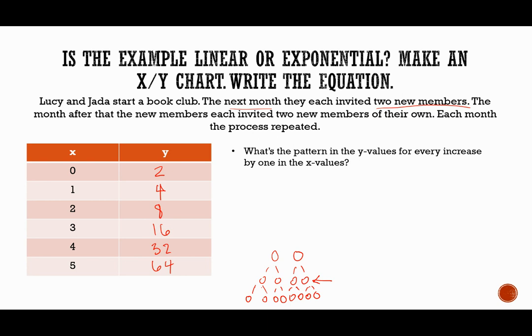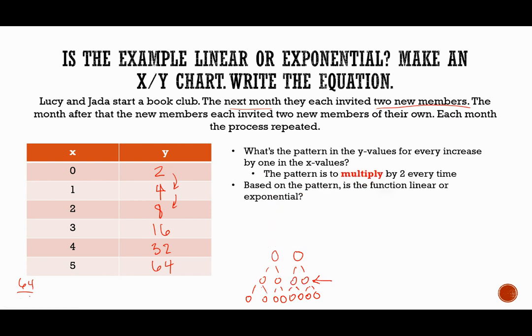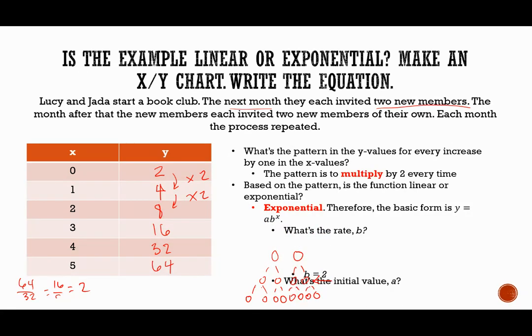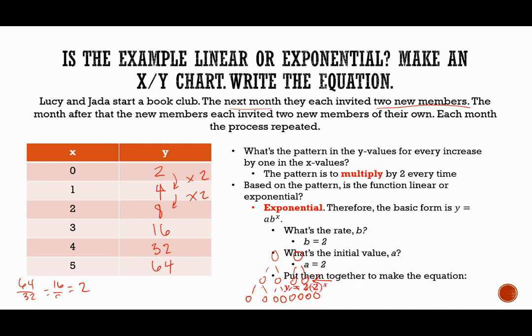All right, so what is my pattern in the y values? Is there a common ratio? If I divide 64 by 32, am I going to have the same thing as 16 divided by 8? Yes, I am. It's going to equal 2. So I'm multiplying by 2 every single time. So since I'm multiplying, I have an exponential function. What is the initial value? Okay, well, the initial value is 2 because I started out with 2 people in the club.